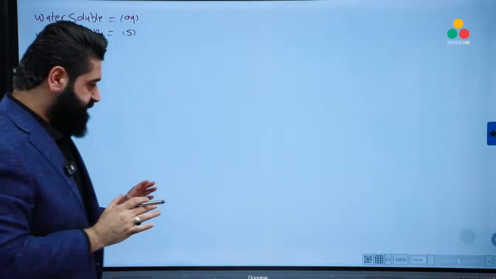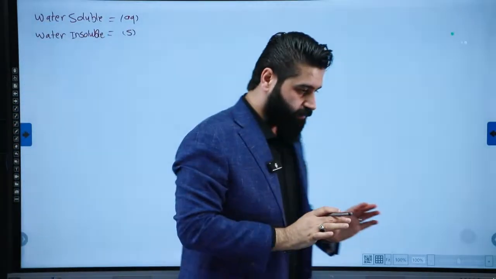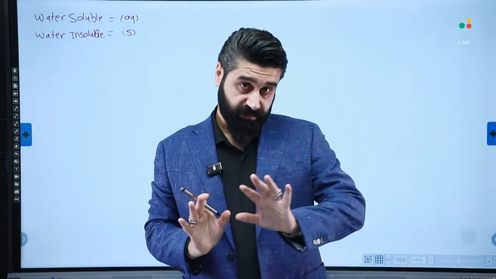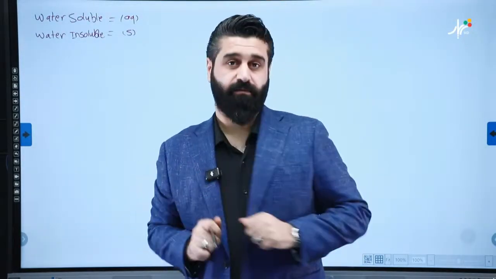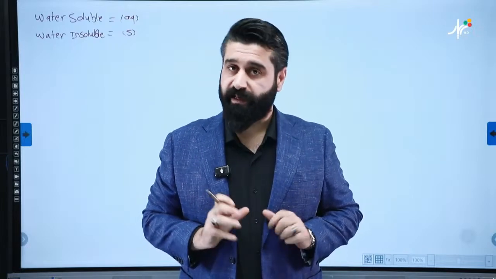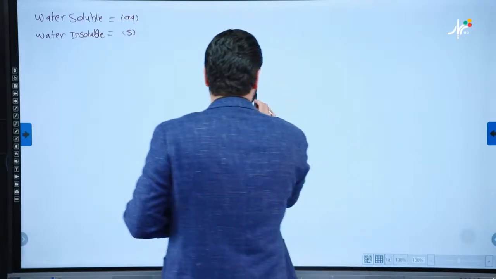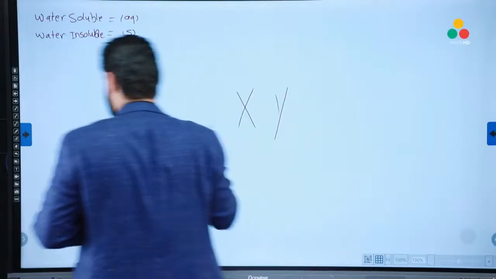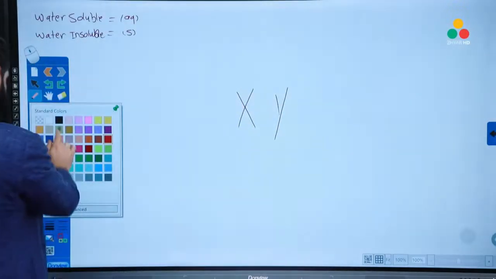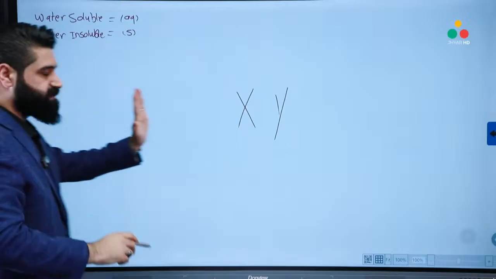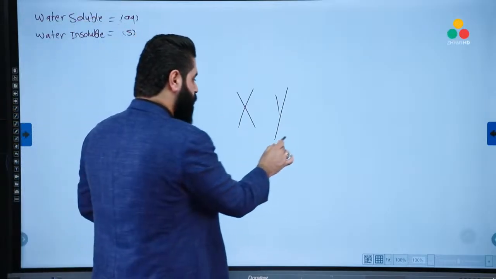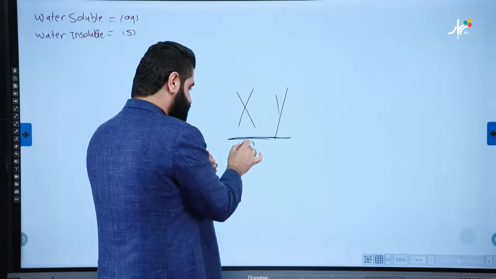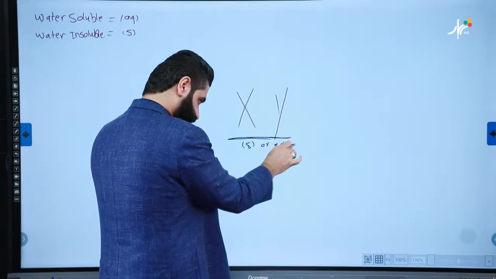Good. Assume that, first of all, these rules can be used for the prediction of the solubility for ionic compounds. Be careful. For which type of compound? Ionic compound. So assume that we have X, Y as any ionic compound. Okay? So we have 4 rules. What is the physical state of the substance? If it's solid or aqueous.